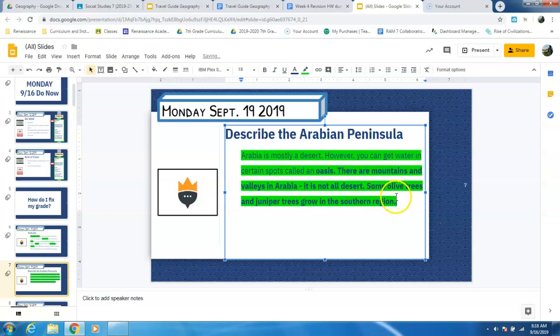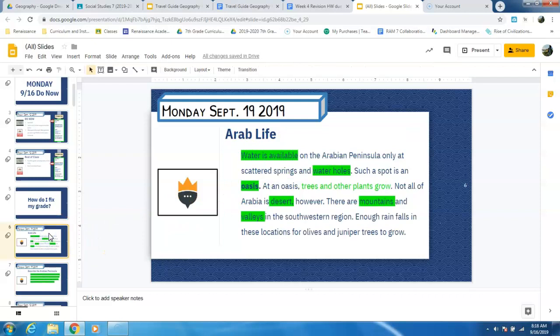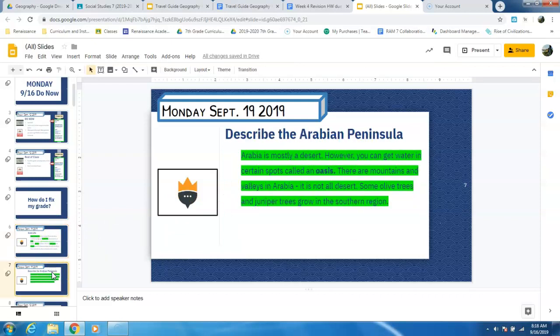Now, I did not copy and paste. I did not use all of their words. I just used some of their words. So that's how you add detail from the text while keeping it in your own words.